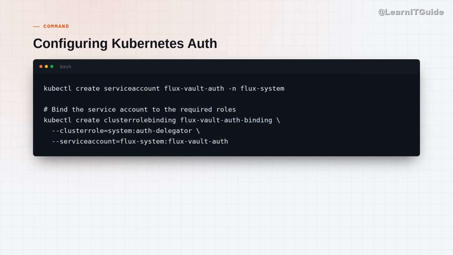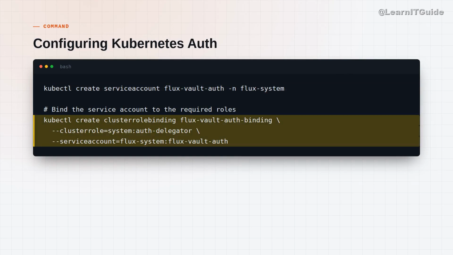Now let us put this into practice. First, we create a dedicated service account for Flux to authenticate with OpenBao, shown on line 1. Then, on lines 4 through 6, we bind this service account to the system auth delegator role. This allows OpenBao to verify the identity of the pods running in our cluster. Without this, the authentication request will be rejected by the API server immediately.